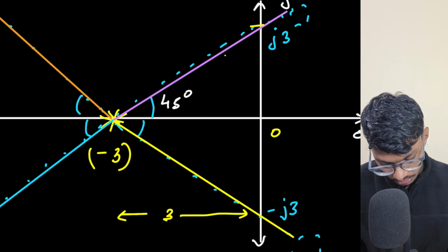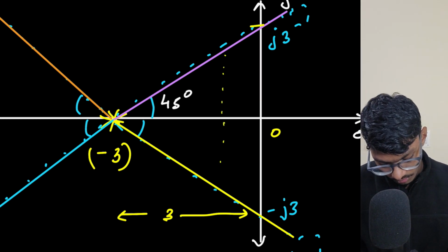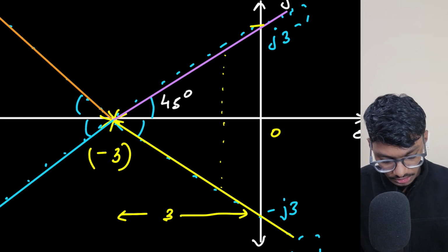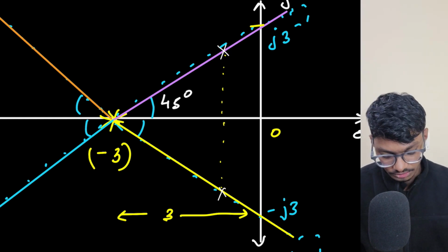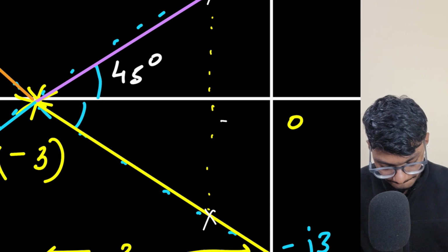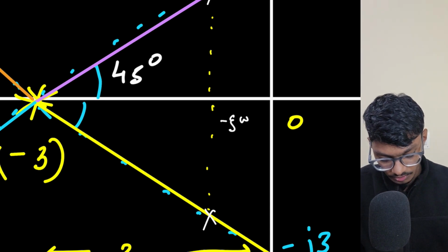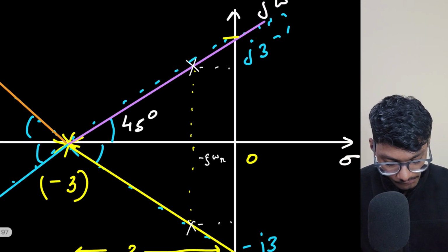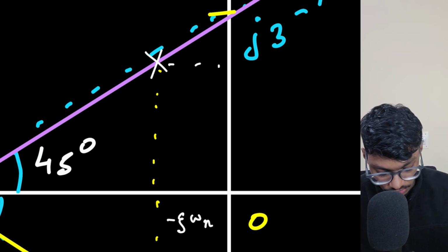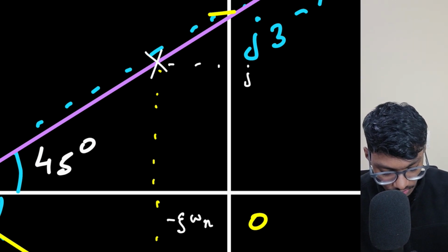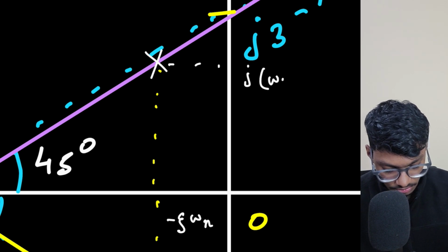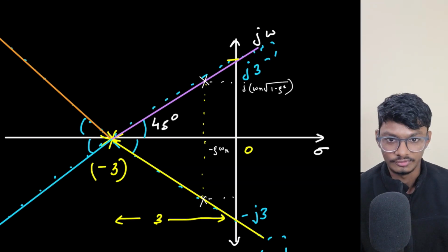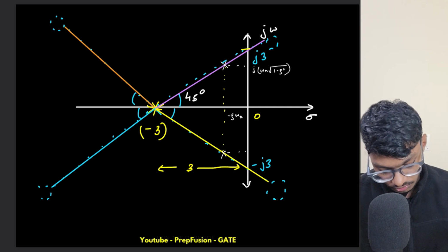So here, let's say my two complex conjugate poles lie in this location and in this location. This is minus zeta omega n, and this location is j omega d, which is j omega n under root 1 minus zeta square. If you don't understand what these formulas are, then you have to revise the time response chapter. So yeah, this is this.